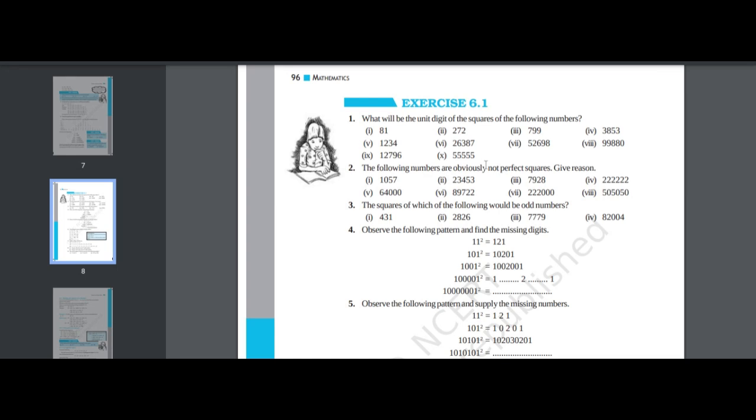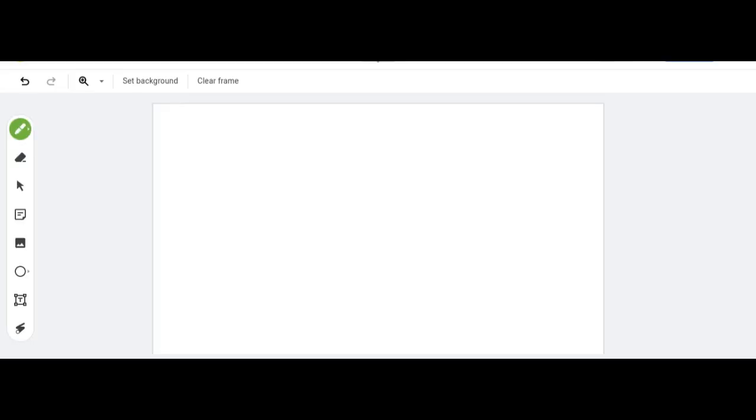You know that the square of any number only ends with 0, 1, 5, 6 or 9. Also, a perfect square has an even number of zeros at the end of it. So the first one is 1057. First you have to remember this list. In question number 2, if you have to find whether a number is a perfect square or not, you have to remember these numbers. If these numbers are present at the end, it is a perfect square.